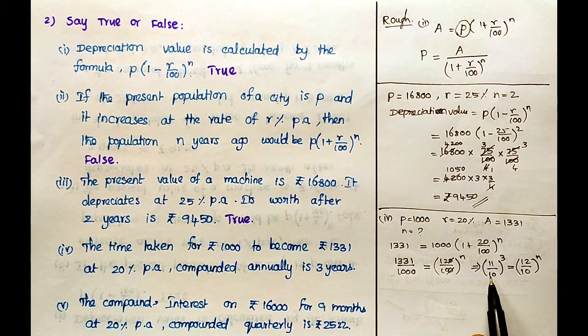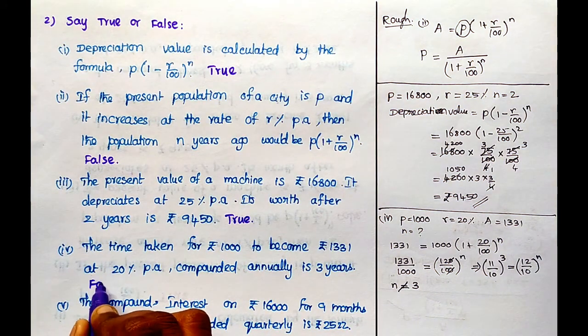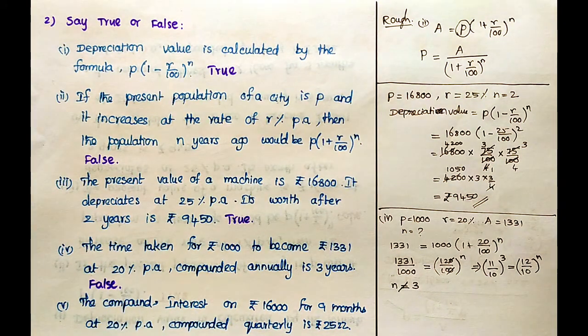Listen, if the bases are equal, then only we equalize the powers, but here the bases are not equal. So n is not equal to 3, but they have given 3 years as the number of years. That is a false statement. Next one.